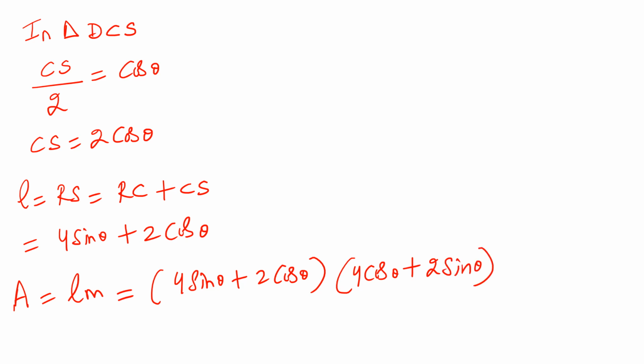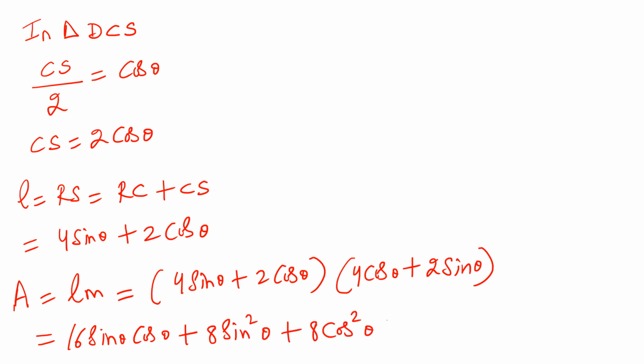Right? Now students, just multiply both of these terms by opening up the brackets. It becomes 16 sin theta cos theta plus 8 sin square theta plus 8 cos square theta plus 4 sin theta cos theta.